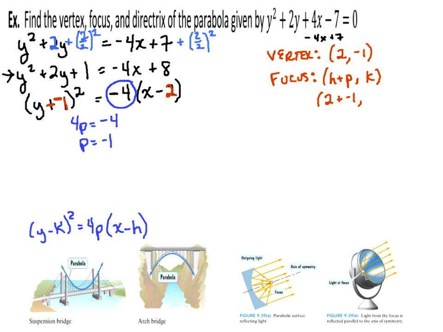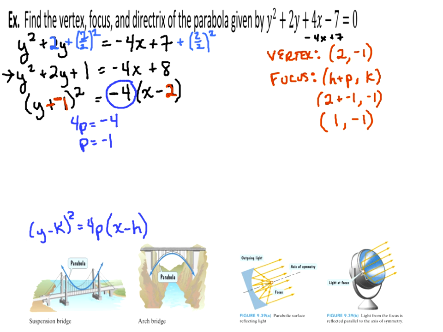My focus is given by h plus p, k. So in this case, I have 2 plus -1 and -1. So this first -1 is p, the second -1 is k. All right. So that simplifies to 1, -1 for my focus.